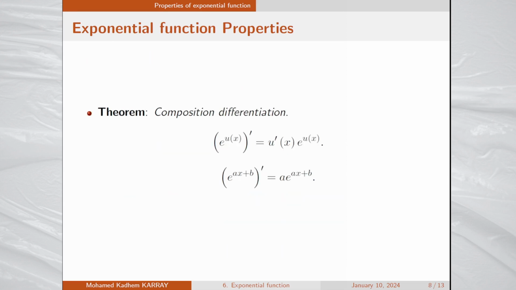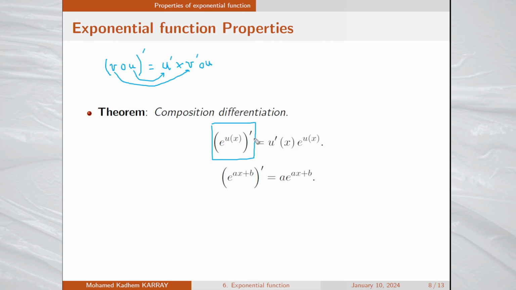We give now a formula on the composition of the exponential function with some function u, and we aim to calculate the derivative of such composition. Remember that we have a general formula saying that if I compose a function v with a function u and I try to calculate the derivative, it will be u prime. So we firstly differentiate the interior function u, then we multiply by the derivative of the exterior function v applied to u.